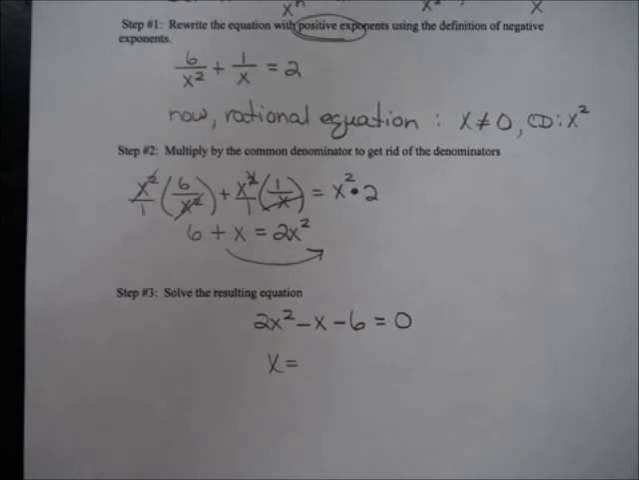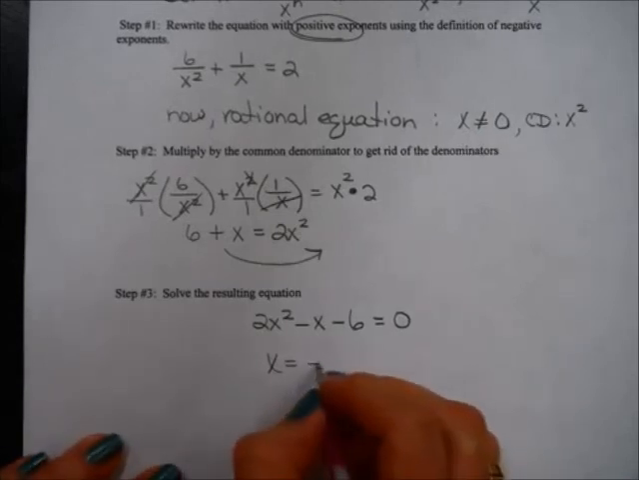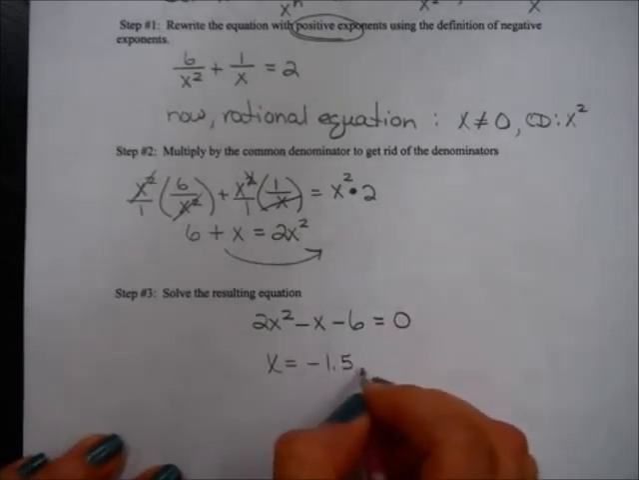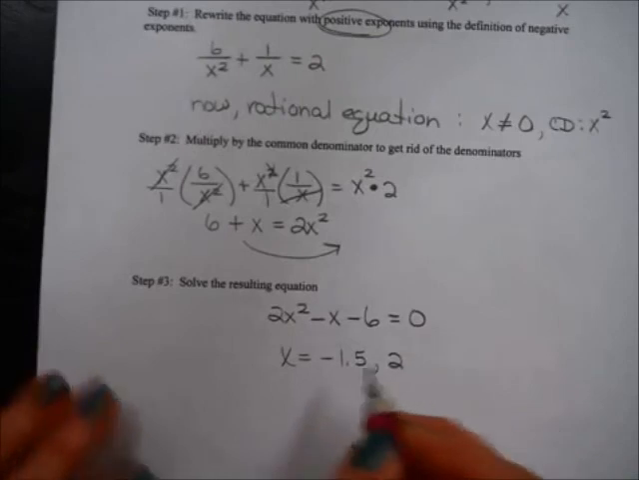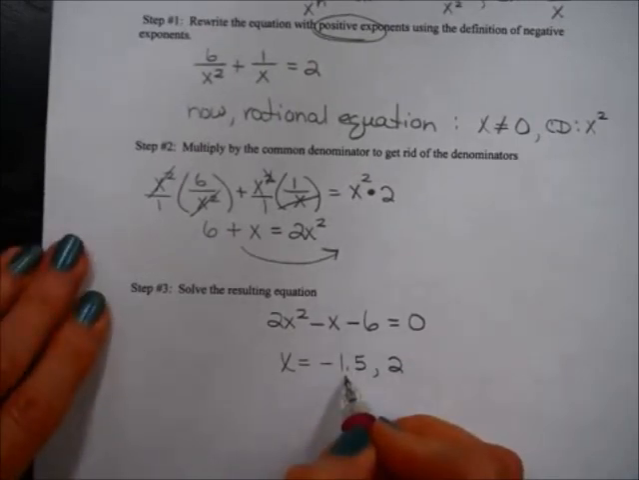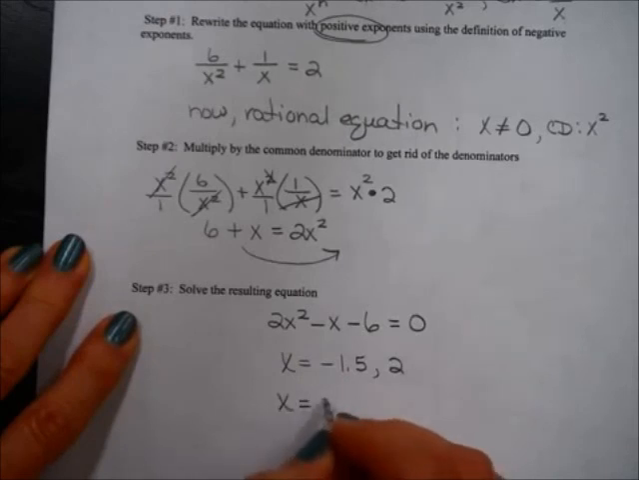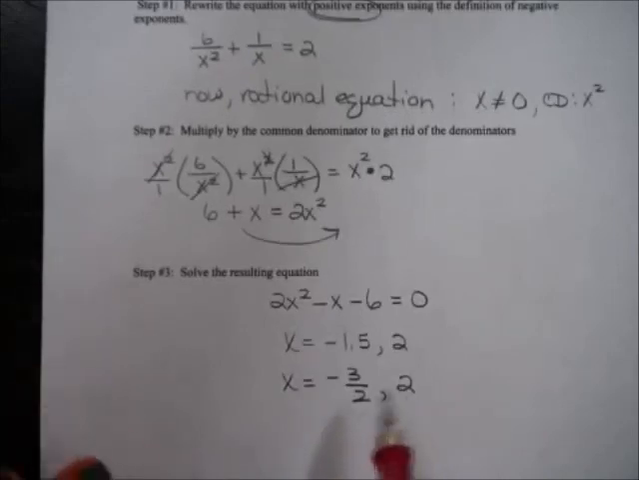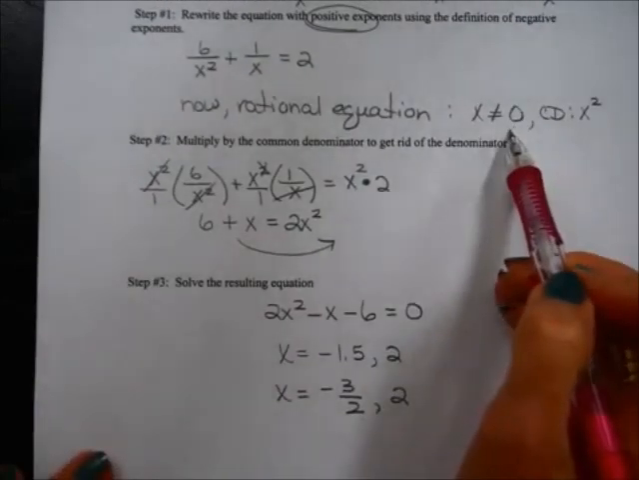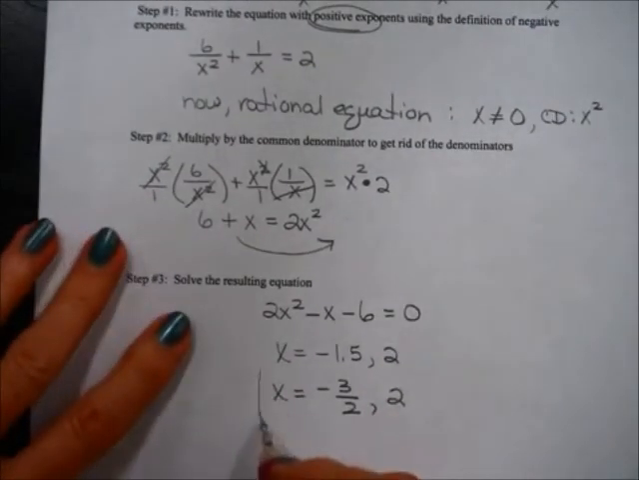Let's see if I put this in my quadratic formula with a as 2, b as negative 1, and c as negative 6. My quadratic formula gives me the answers of negative 1.5 and 2. My lab software is probably going to want a fraction here. So we would put negative 3 over 2 and 2. These do not match my restriction, so these are my solutions.